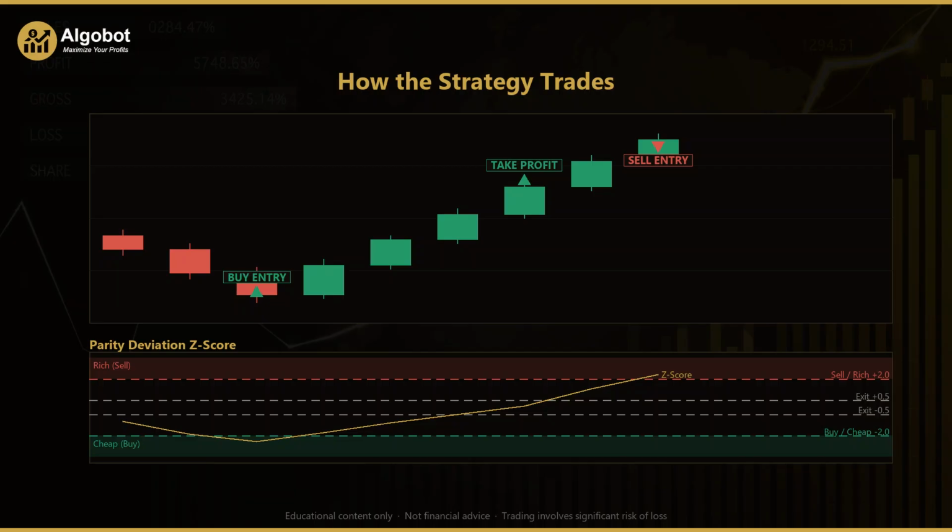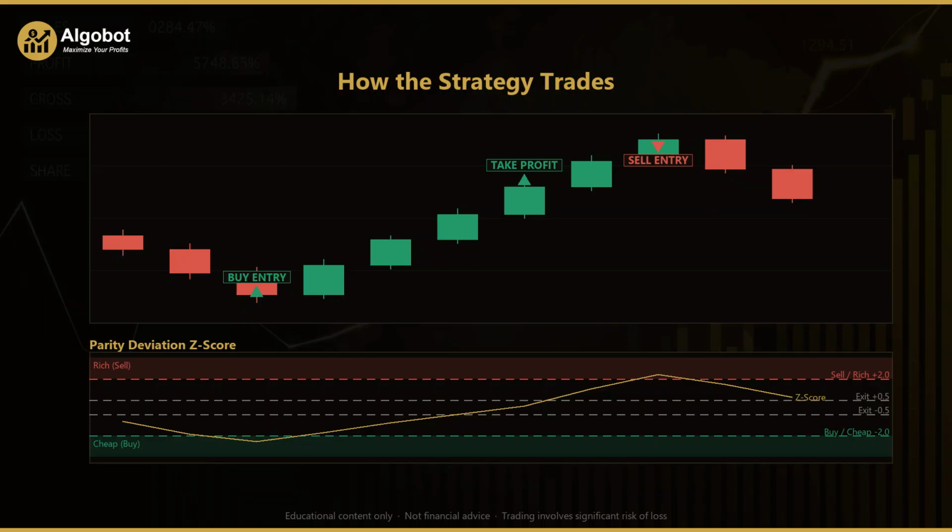But the move doesn't stop at fair value. Price keeps pushing higher, and now it overshoots to the other side. On the seventh and eighth candles, the cross climbs above its synthetic parity, and the z-score rises through +1 and up past +2 into the red rich zone. This is the short condition being met. The cross is now meaningfully richer than parity. The sell entry marker appears on the eighth candle, and a protective stop is set a couple of average true range multiples above, just over the recent high.